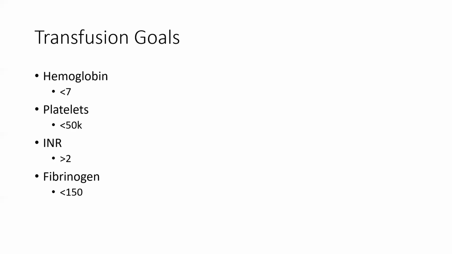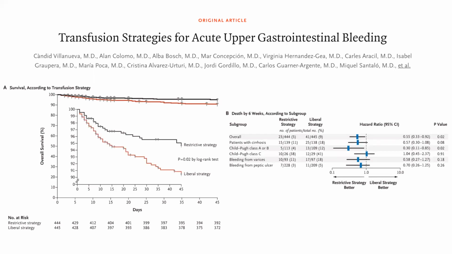Questions about this? Anybody know why we picked 7 as a transfusion strategy? A good number, a round number, or a nice number. So we actually have some data. This New England Journal study had a restrictive versus liberal transfusion strategy. The restrictive was that they only transfused patients with upper GI bleeds who were less than 7. The liberal was those patients who were bleeding, as long as their hemoglobin was less than 9, they would transfuse them.